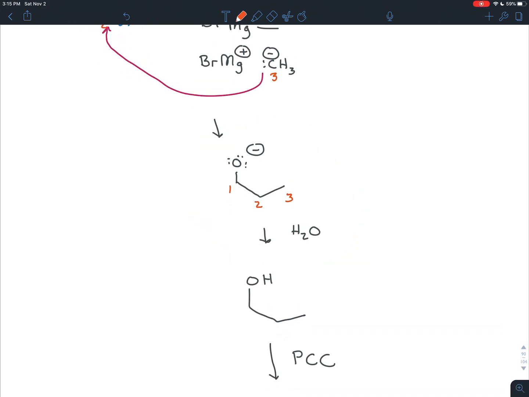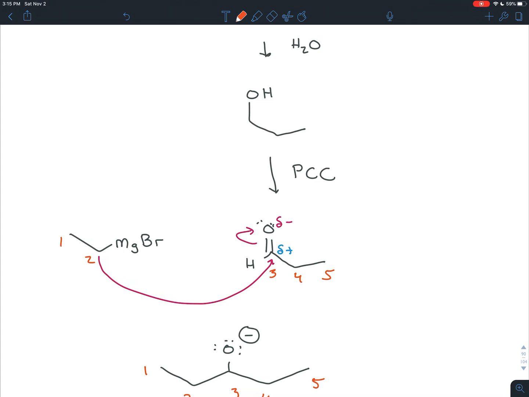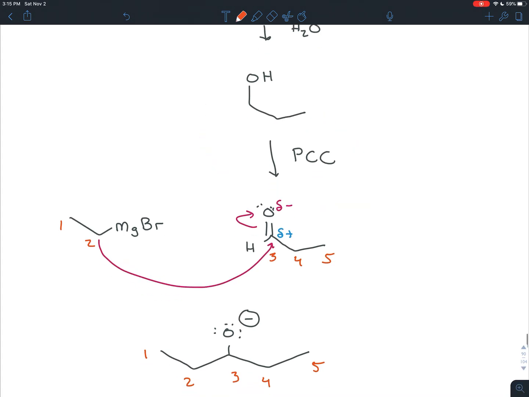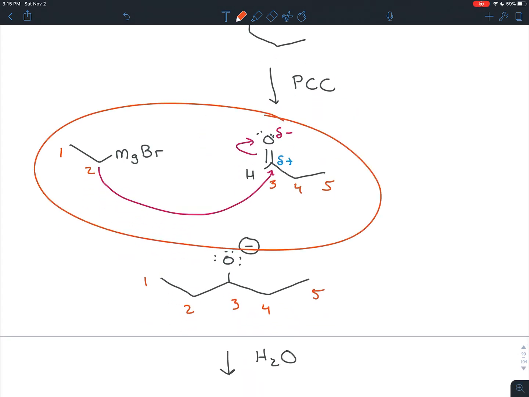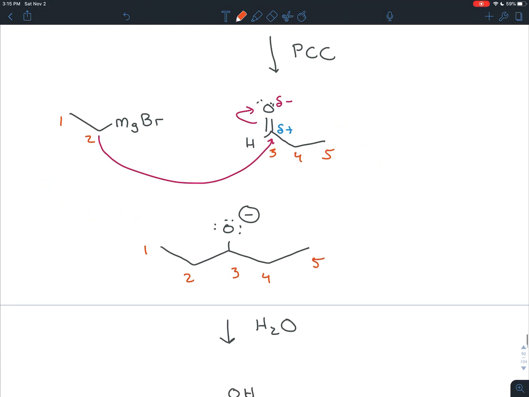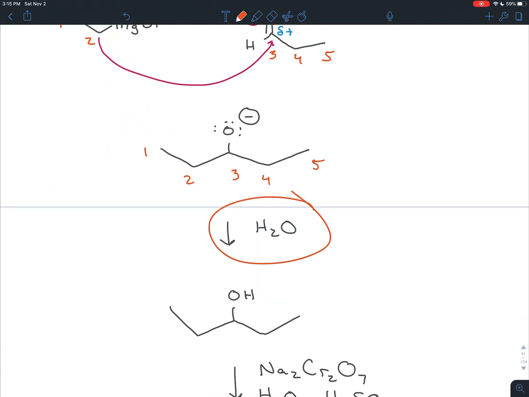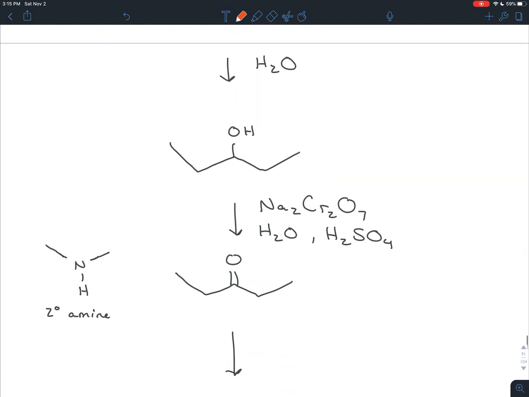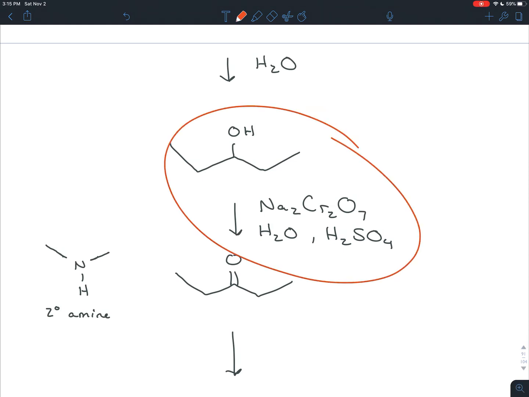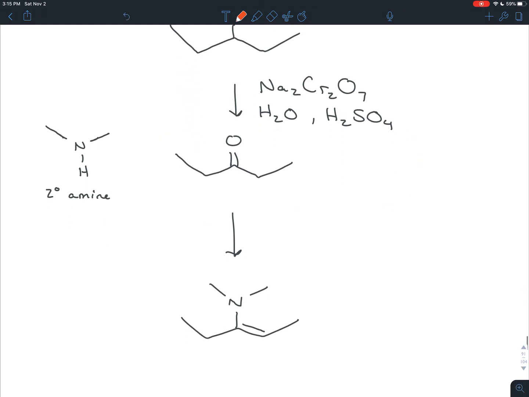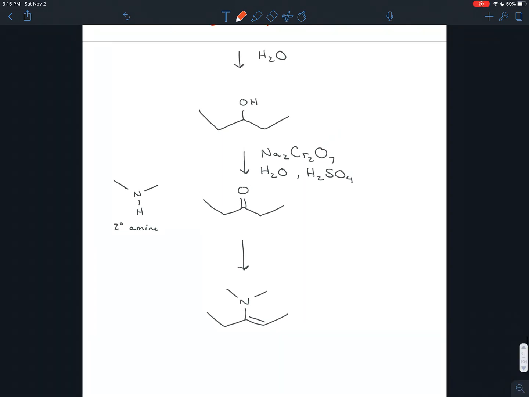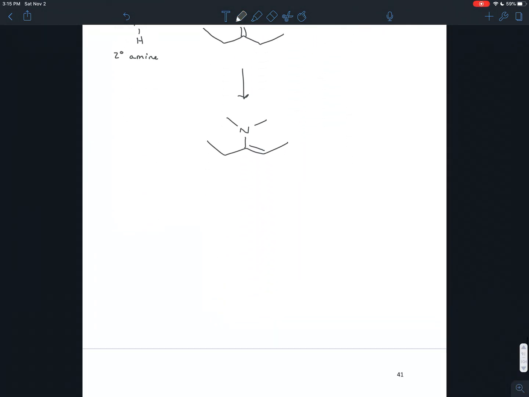Treat it with water to stabilize the negative charge. Oxidize that with PCC so that we have a good electrophile, and then we can treat it with the second Grignard reagent. Stabilize the negative charge with water. Oxidize it so you have the ketone, and now you can just treat it with your secondary amine to get your enamine.